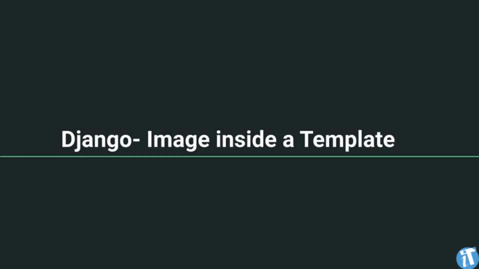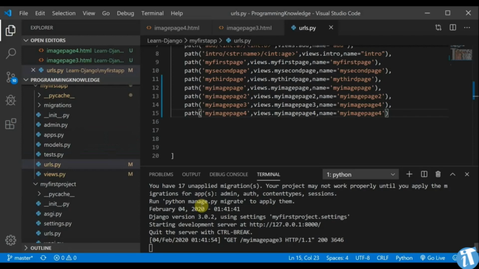Ninth tutorial, and we're going to work with images. This is going to be a very interesting tutorial and a very quick one. In this tutorial I've already defined a path with my image page 3, already defined a function in the views.py file, and already defined an HTML page. So I would directly operate on this, and you can check out the code on the GitHub repository as well.